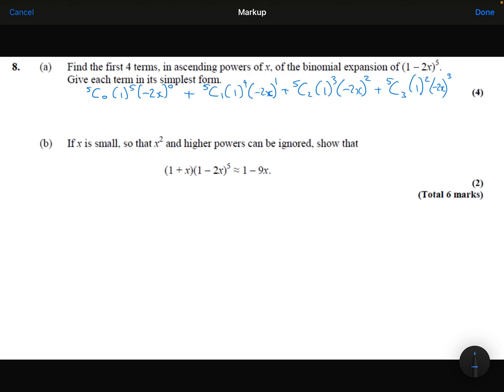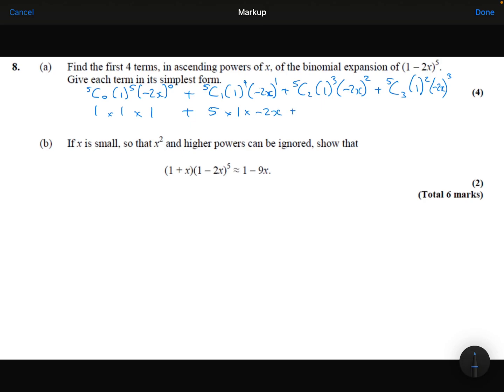Let's simplify each of those terms now then. So 5C0 is 1, 1 to the power 5 is 1, (-2x) to the power 0 is 1. 5C1 is 5, 1 to the power 4 is 1, (-2x) to the power 1 is -2x.